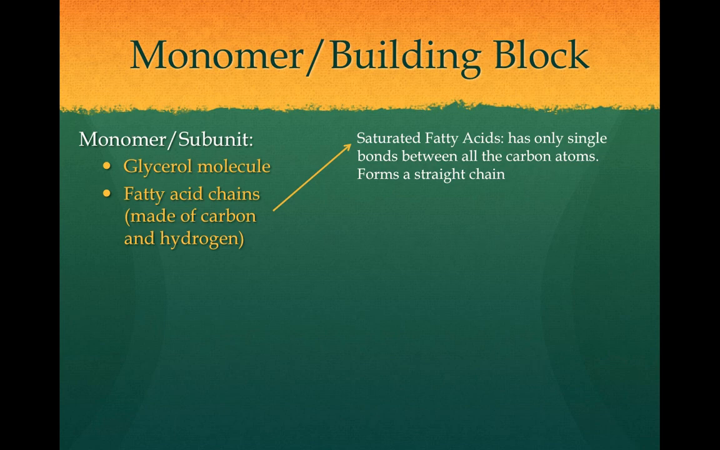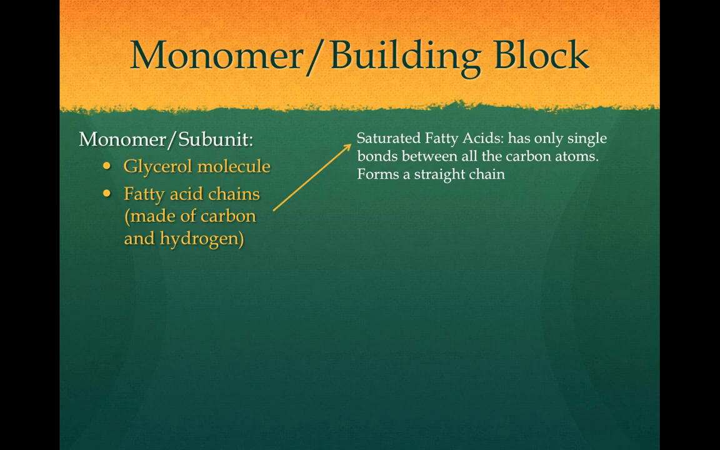Fatty acids can either be what we call saturated or unsaturated. If we think about the word saturated, if the ground is saturated with water, or a sponge is saturated with water, it means it can't hold any more. The water cannot go in anymore. So saturated fatty acids are saturated with hydrogens. They have as many hydrogens as they possibly can hold.